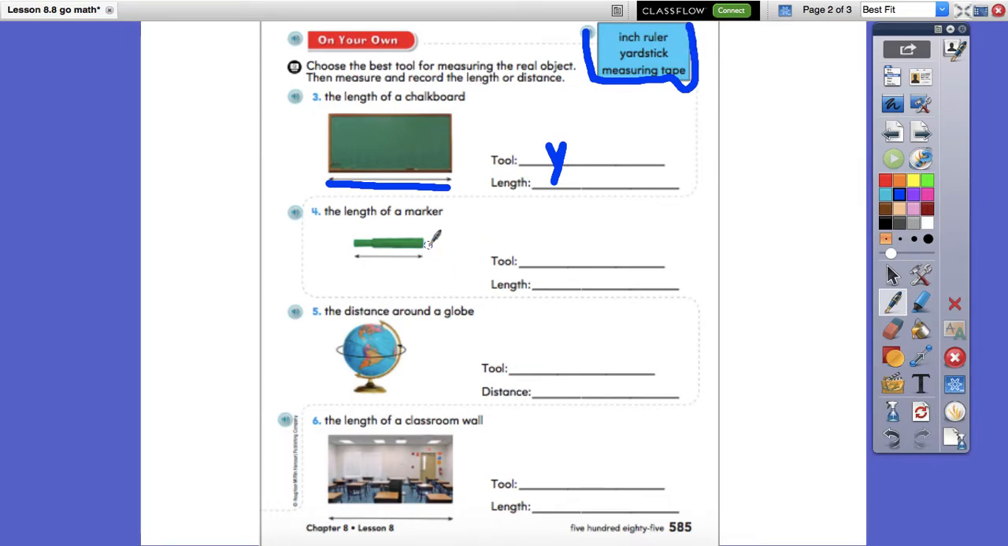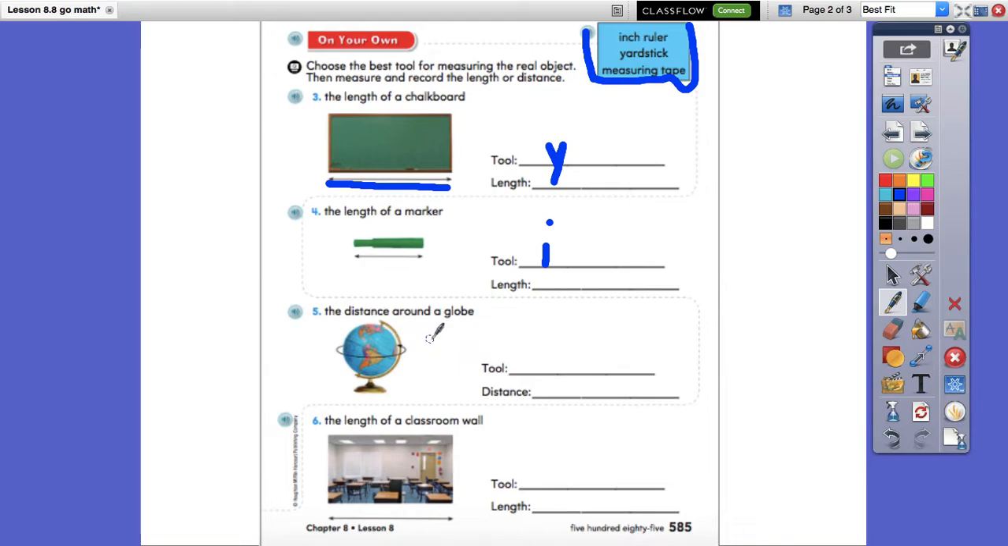The next one is a marker. A marker is a short object, a small object, and so therefore it's only a couple of inches, and so the best tool to use is an inch ruler. So again, I'm going to put the I, that stands for inch ruler.